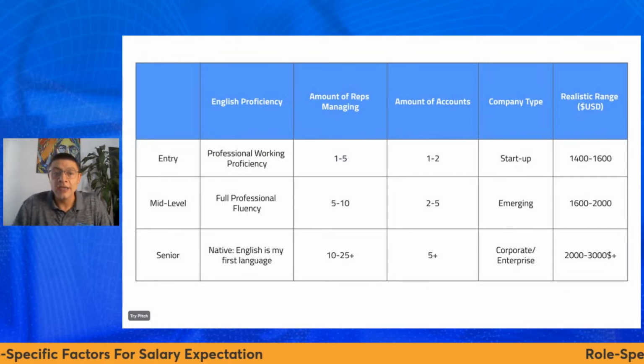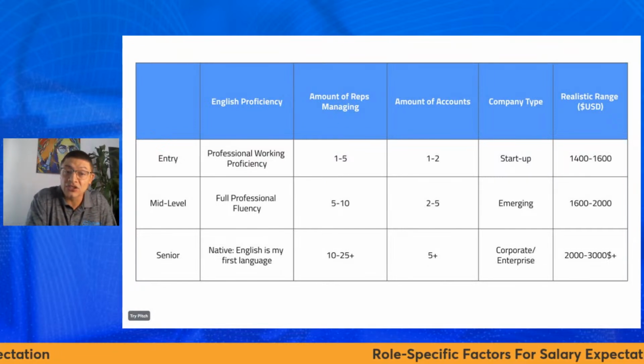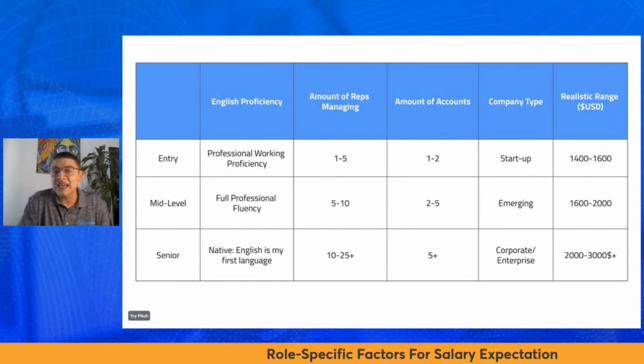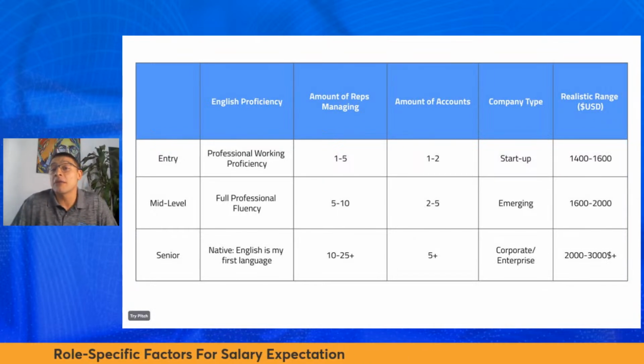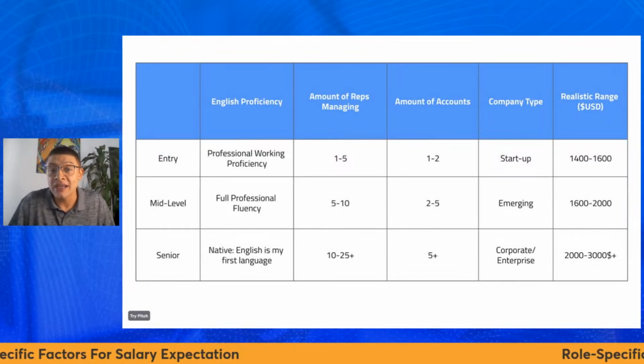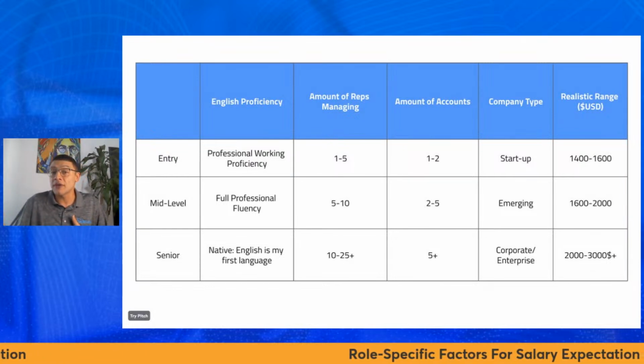organizations, right? For a mid-level sales manager, someone with more of a C1 English level, they've managed 5 to 10 reps, potentially 2 to 5 accounts. They're targeting more emerging companies, right? Can be looking at anywhere between 1,600 to 2,000 or north, right?